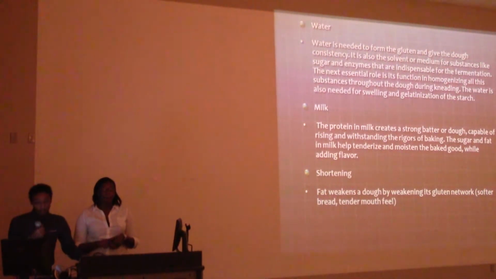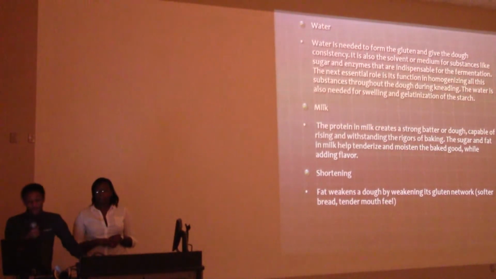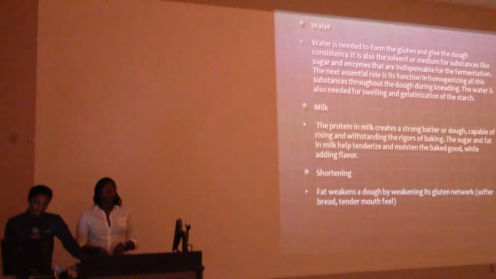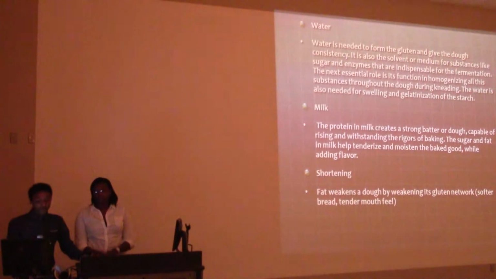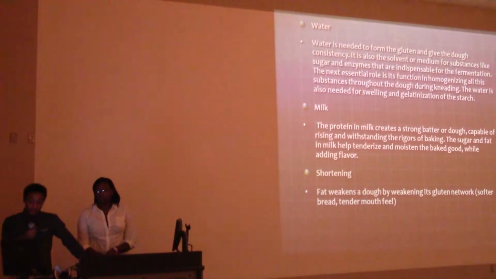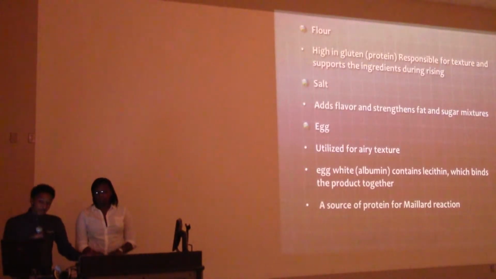We go to milk. Milk protein. The protein in milk creates a strong batter or dough capable of rising and withstanding the rigors of baking. The sugar and the fat in milk help tenderize and moisten the baked good while adding flavor. Shortening, which is basically a fat that weakens the dough by weakening its gluten network, gives you a softer bread and a tender mouthfeel.